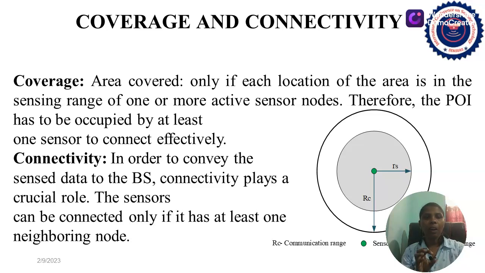Therefore, the point of interest, if you are selecting an area of interest, has to be occupied by at least one sensor to connect effectively. So connectivity means, in order to convey the sense data to the base station, connectivity plays a crucial role. The sensors can be connected only if each has at least one neighboring node.